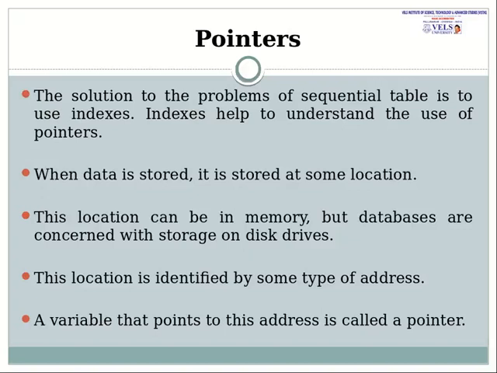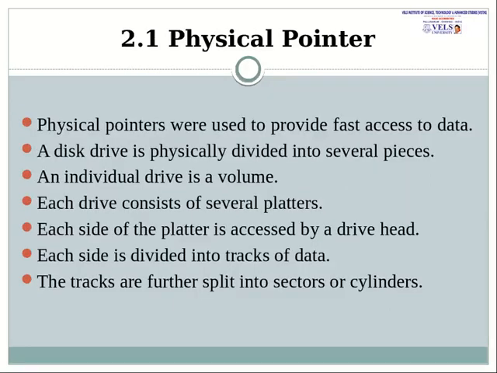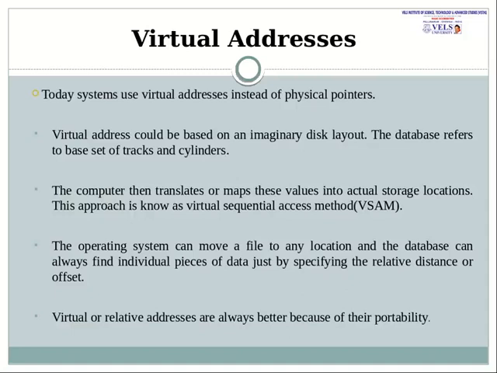When data is stored, it is stored in some location. This location can be in memory, but a database is concerned with storage on disk drives. This location is identified by some type of address. So what does a pointer mean? A variable that points to an address is called a pointer. The variable which points to the address of a location is called a pointer. There are two kinds of pointers: physical pointers and virtual address pointers.